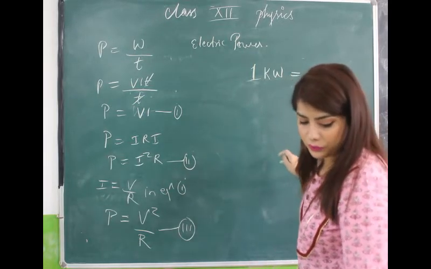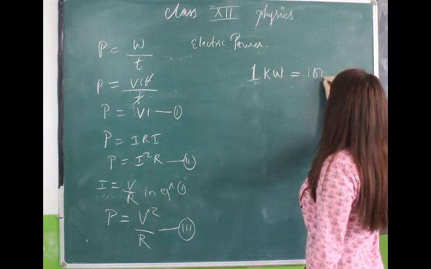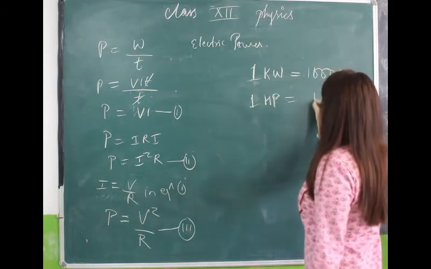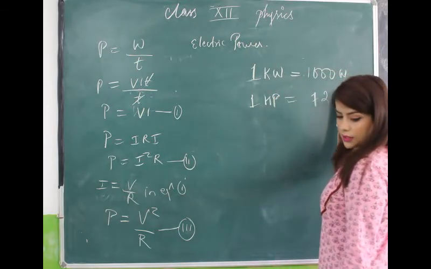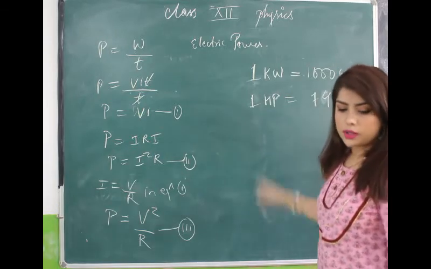Now for higher units of power, 1 kilowatt is equal to 1000 watt. 1 horsepower is equal to 746 watt. Remember this conversion.